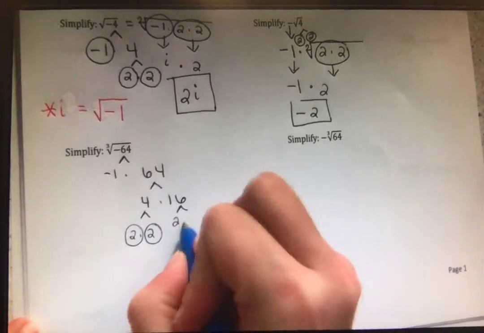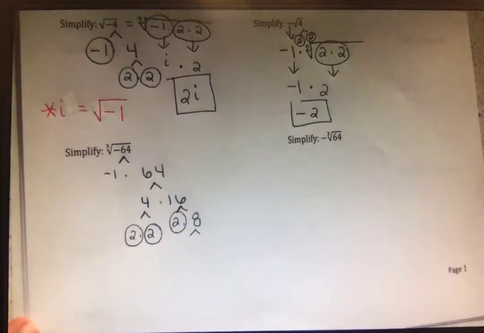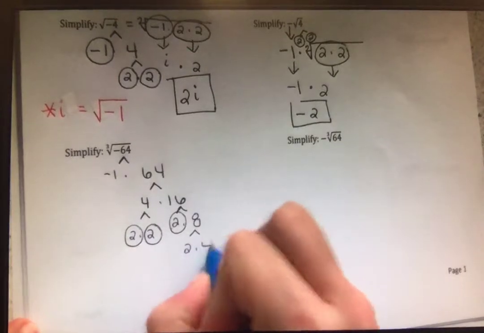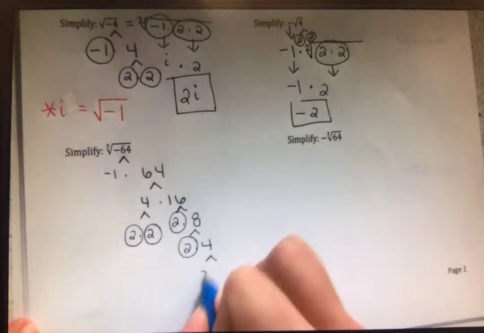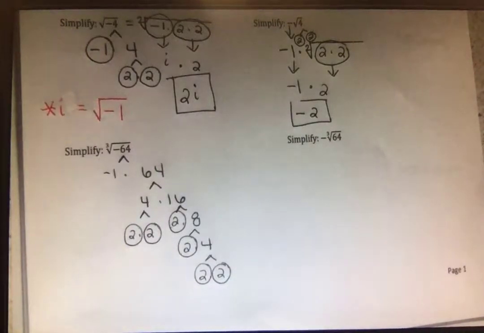16 is 2 times 8, again you can do 4 times 4, you'll get the same answer in the end. 8 is 2 times 4. 2 is done, so it gets circled. 4 is 2 times 2. So I broke down 64 till I can't break it down anymore.